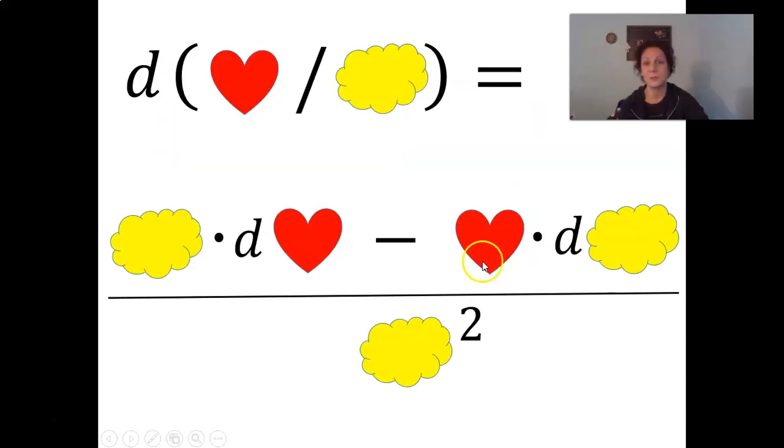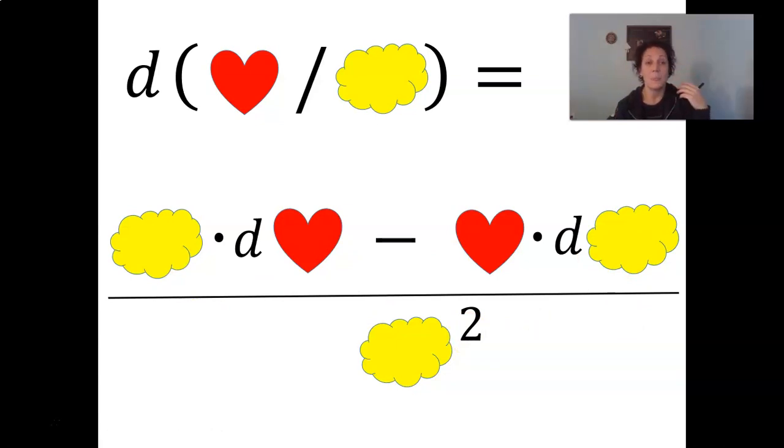Here it is with hearts and clouds. If you have a heart on top and a cloud on the bottom, again, you're going to start on the bottom, so it's your bottom, or your denominator, derivative of numerator, minus numerator, derivative of denominator, over your denominator squared. That is the quotient rule. That's the pattern we're going to follow anytime our function is a quotient.